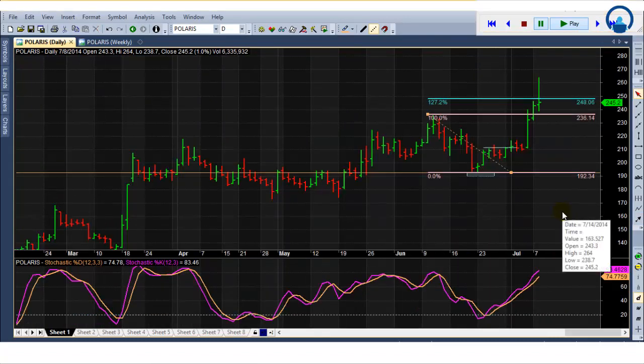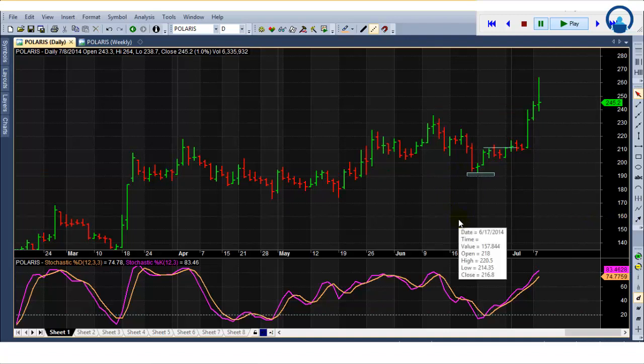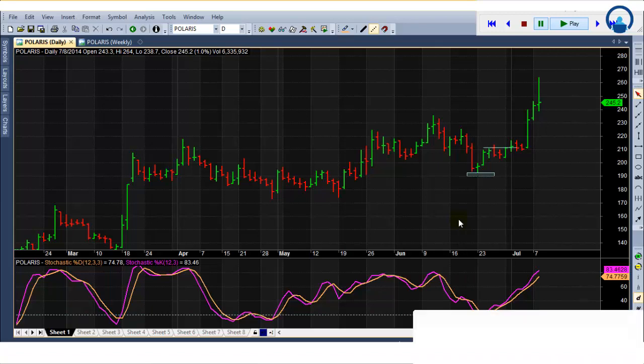So isn't that a powerful method? You had a tight time and price cluster to make a low, and prices obeyed that cluster, made a low exactly in that range, changed their direction and gave you a successful trade. Let's go ahead and take a look at another example.